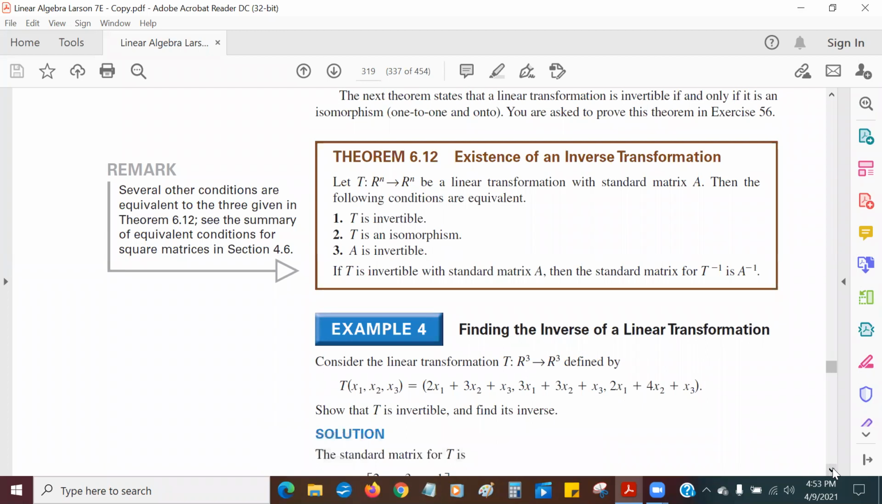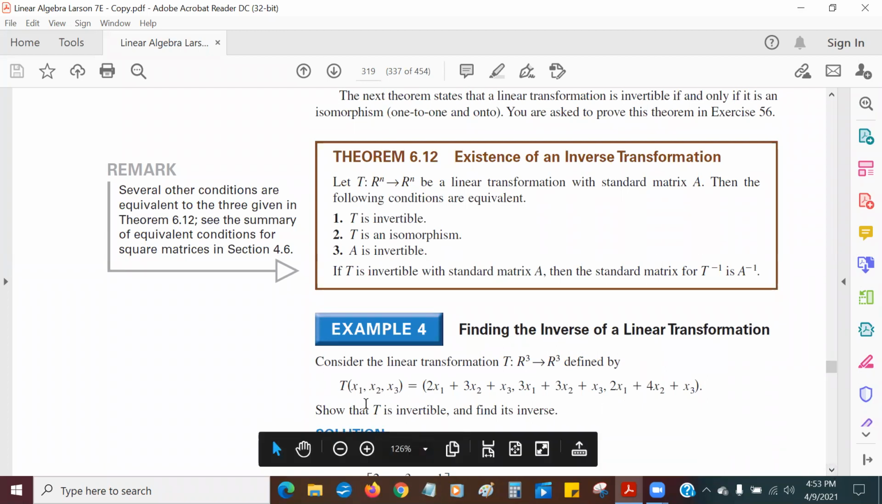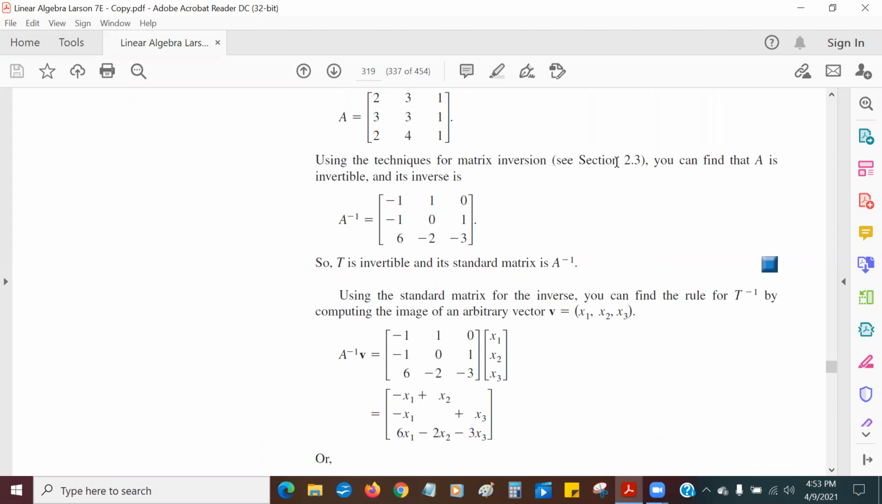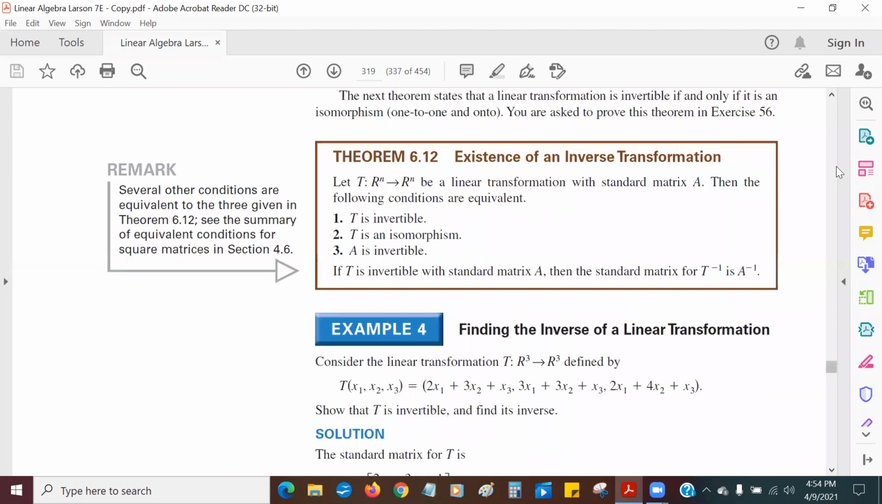So how do you find the inverse of a linear transformation? Here's a linear transformation. Well, turn it into a matrix. The top row is going to be 2, 3, 1. The next row is going to be 3, 3, 1. The next row is going to be 2, 4, 1. Now we just figure out the inverse the way we did back in chapter 2, and we get A inverse is going to be this matrix right here. So T is invertible because the matrix has an inverse, and that is the inverse. Very awesome.